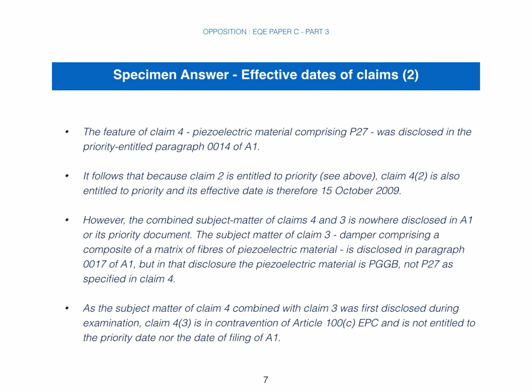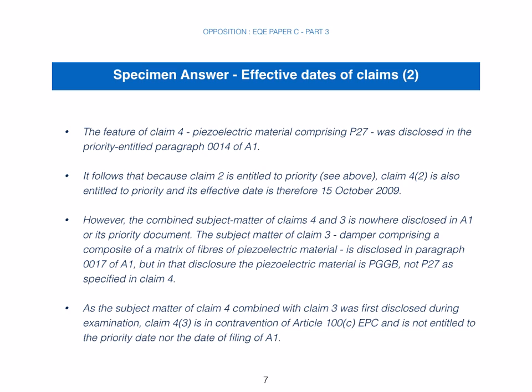However, the combined subject matter of claims 4 and 3 is nowhere disclosed in A1 or its priority document. The subject matter of claim 3, a damper comprising a composite of a matrix of fibers of piezoelectric material, is disclosed in paragraph 17 of A1, but in that disclosure, the piezoelectric material is PGGB, not P27, as specified in claim 4.